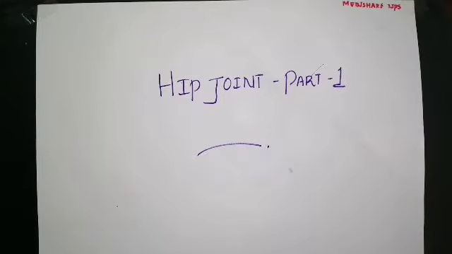In this video, we are going to discuss the topic hip joint. This is part 1 of the video, in which we will discuss the articulating surfaces, the cartilage, the capsule and the ligaments around the hip joint. First of all, we will start with the hip joint introduction.